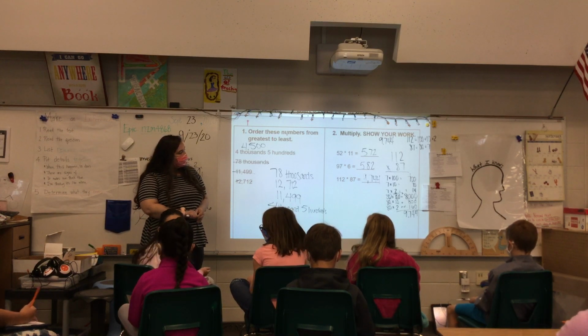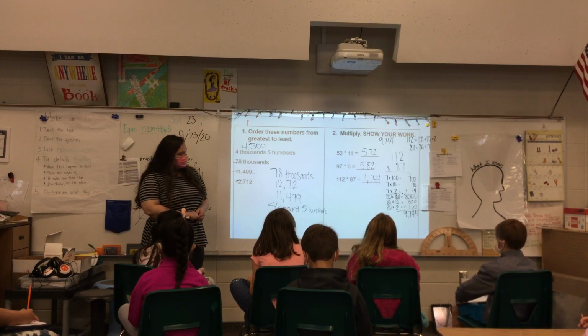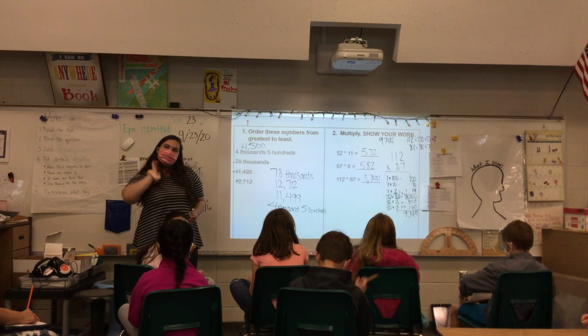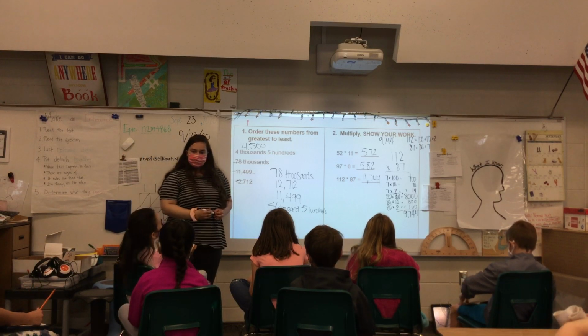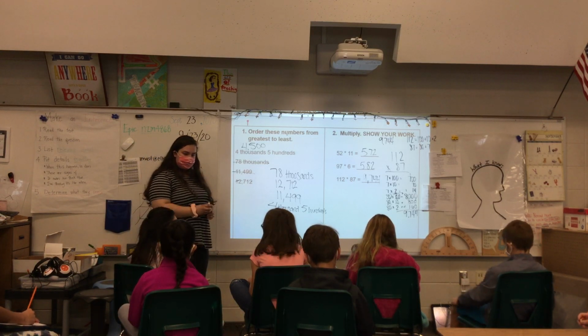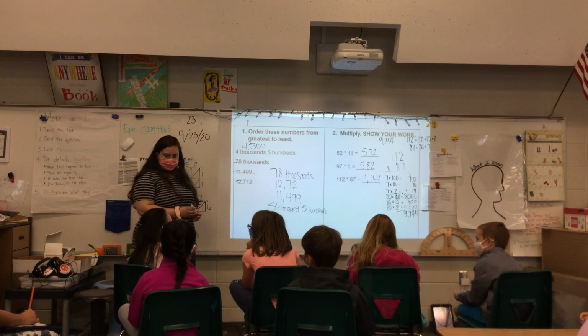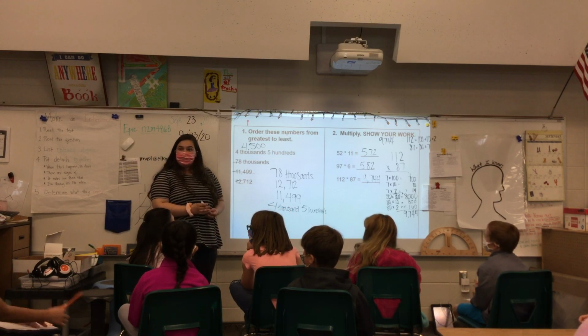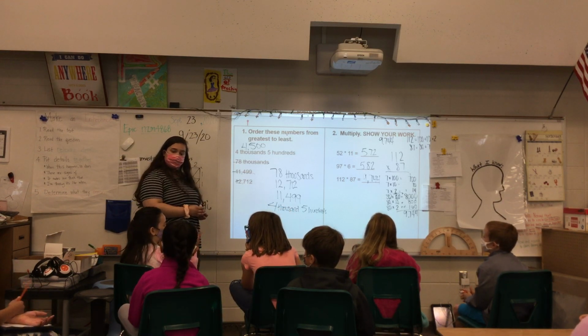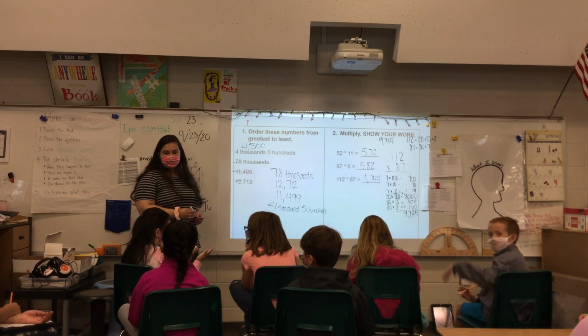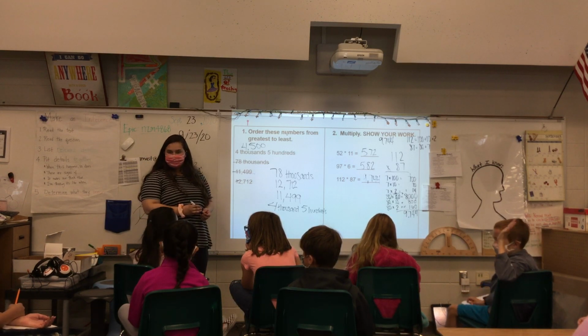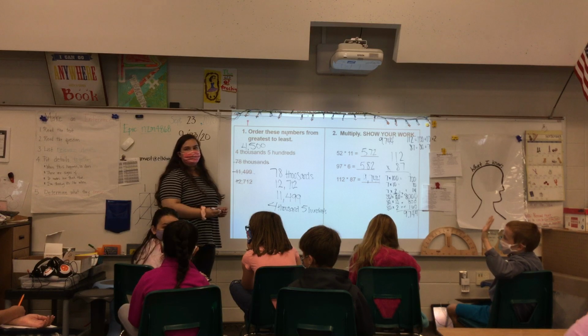Presley, when she said 80 times 2, you knew the answer was 160 right away. How did you know that? Well, first I added 80 plus 80. Okay, so you did repeated addition. Now, Presley, I want to see if there's another way you can figure that out. What about you, Jesse?